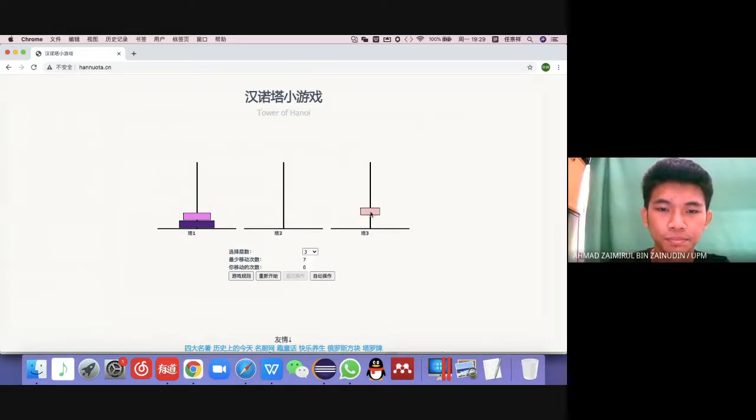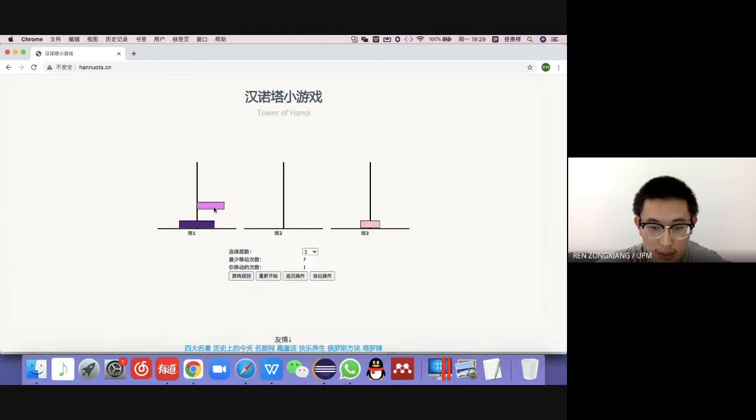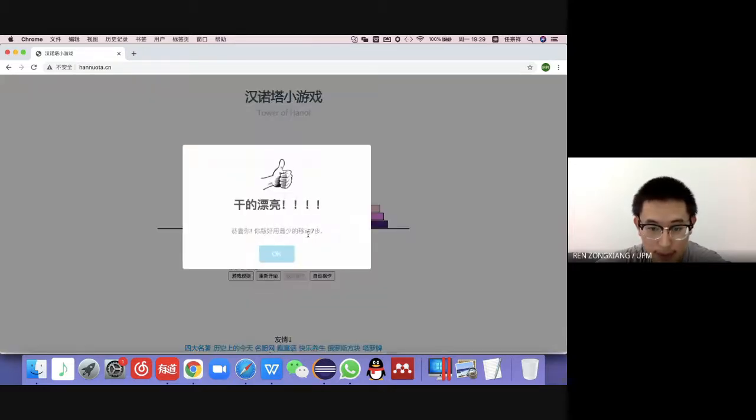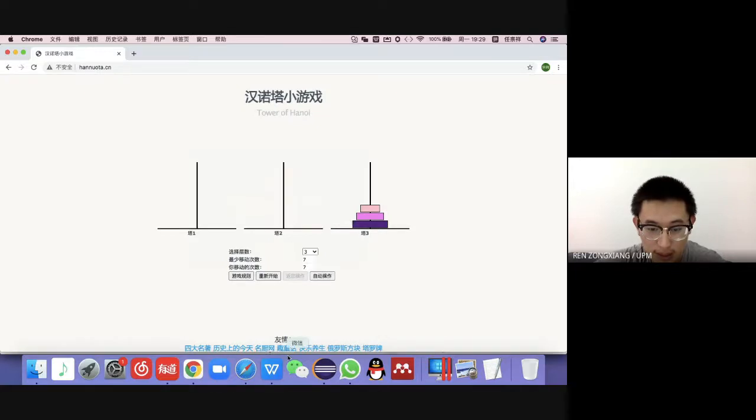We can use this as a model. Here are three disks, so you just need to follow this process. You see, congratulations, at least you need to move 7 steps. So let's go back to the slide.